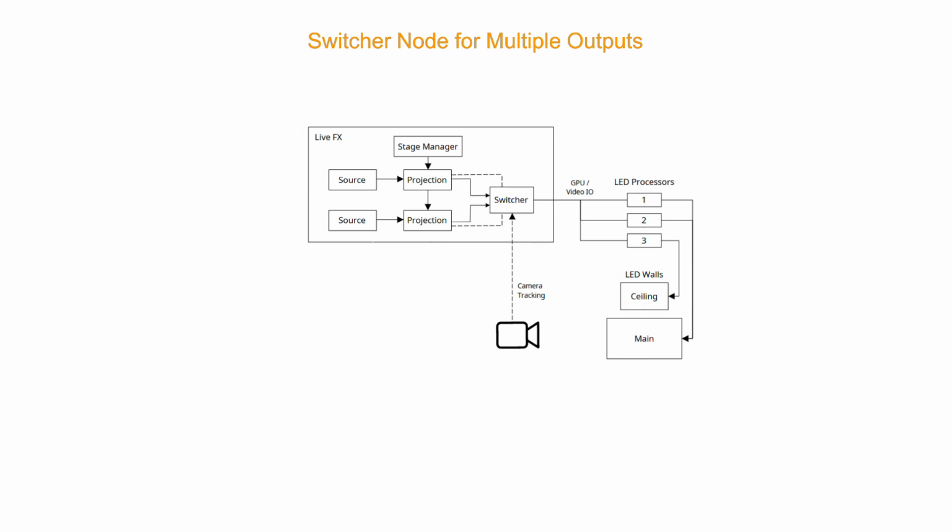When dealing with multiple LED walls or with multiple LED processes that feed into a single big wall, Live FX Studio has to send multiple images through different outputs at the same time. The one item to do this in Live FX Studio is the so-called switcher node. This node takes in multiple inputs and generates a specific image for each display output of the system. Let's first have a look at this node outside of the context of projection.